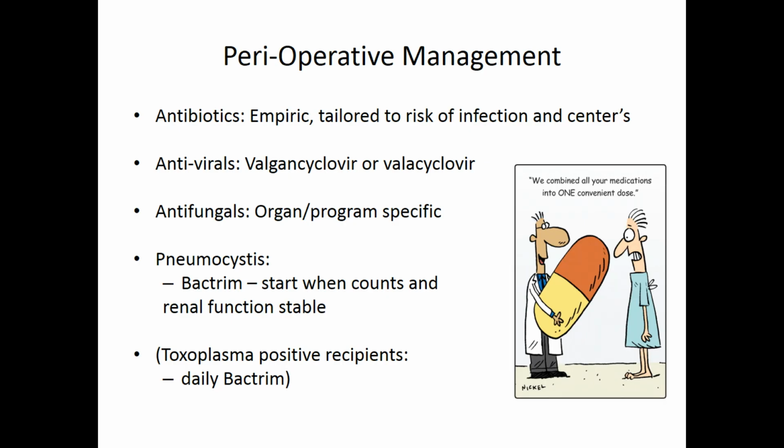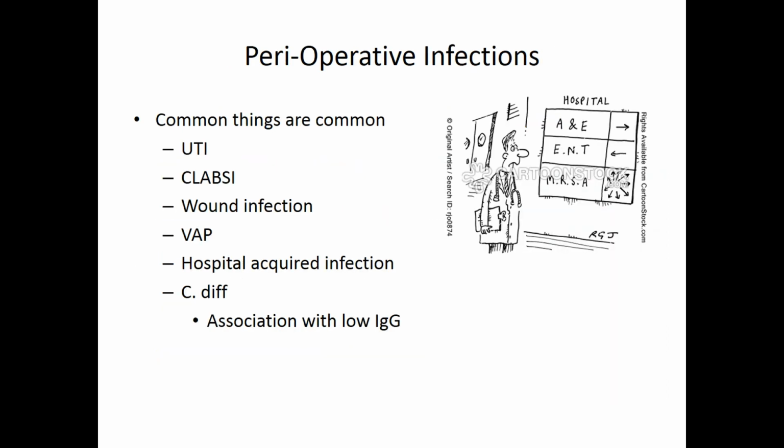Antifungal approaches are unique to particular organs and programs. The majority of solid organ transplant recipients will be started on Bactrim prophylaxis for pneumocystis. And Toxoplasma positive recipients will receive daily Bactrim. And as mentioned, in the perioperative period, common complications are also seen in transplant recipients and should be surveilled for. It should be noted that transplant recipients often have low immunoglobulin levels, which has also been associated with C. diff infections and may place them at higher risk.